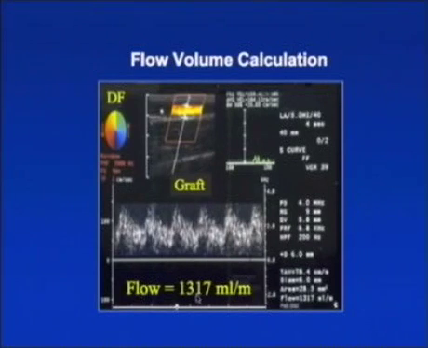I didn't mention it in the criteria, but there is some concern that if the flow volumes are too high in these grafts, that can result in increased right side heart pressure and complications of a cardiac nature. This usually occurs if we see flow volumes getting above 1,500 milliliters per minute.